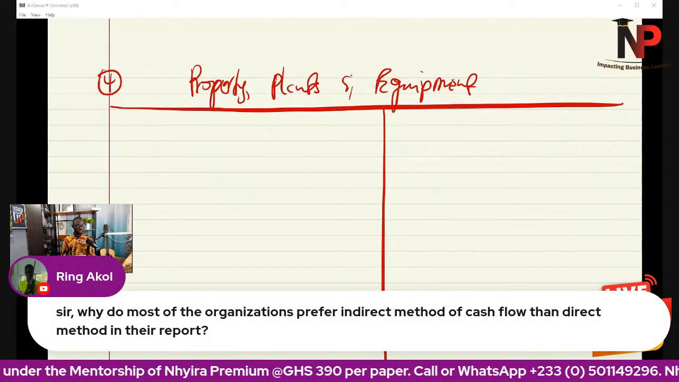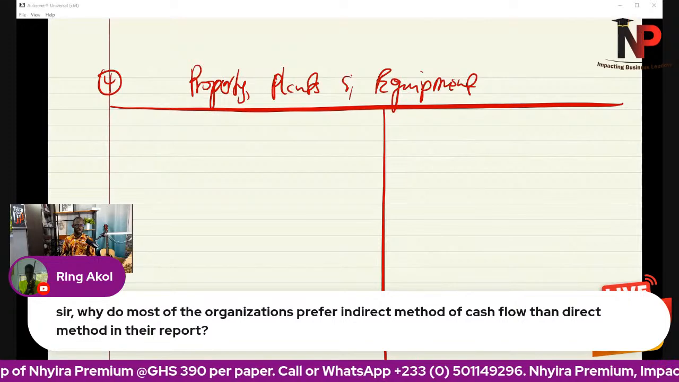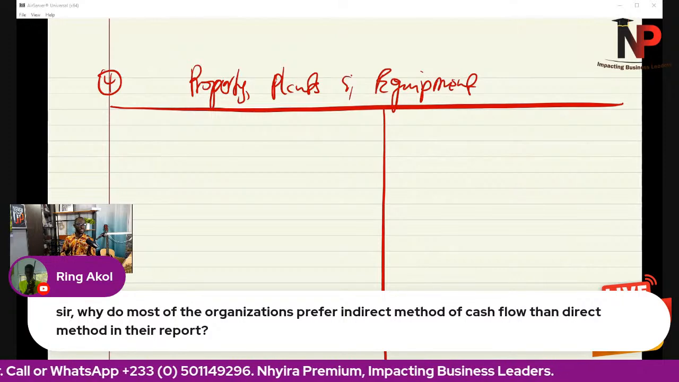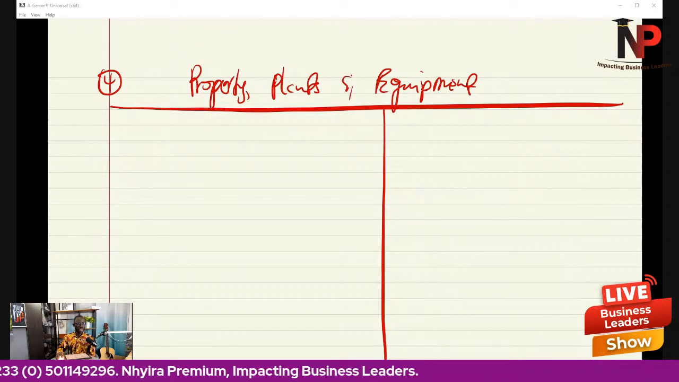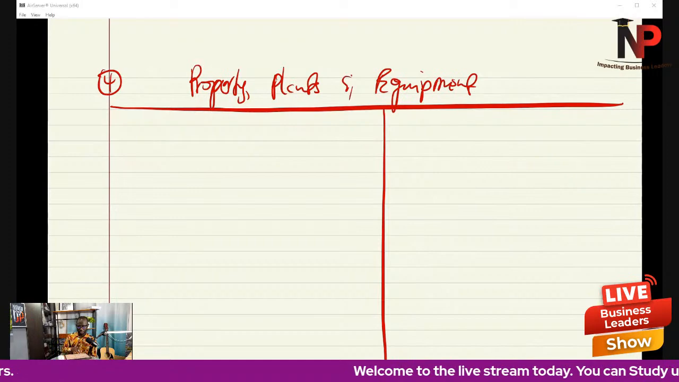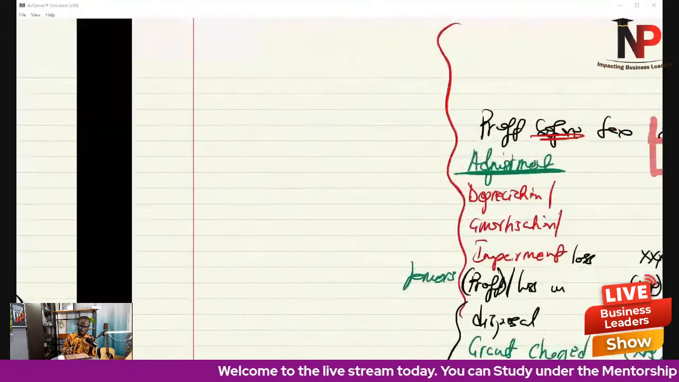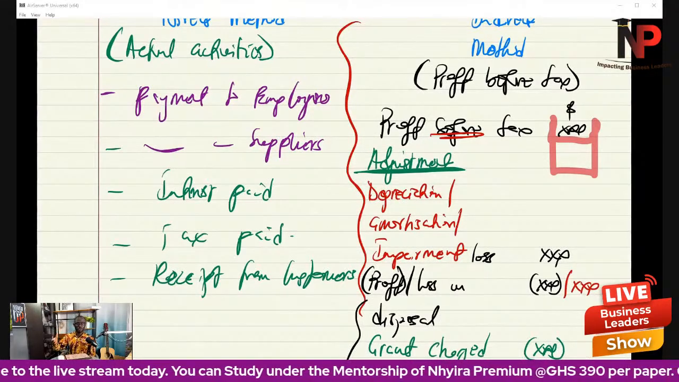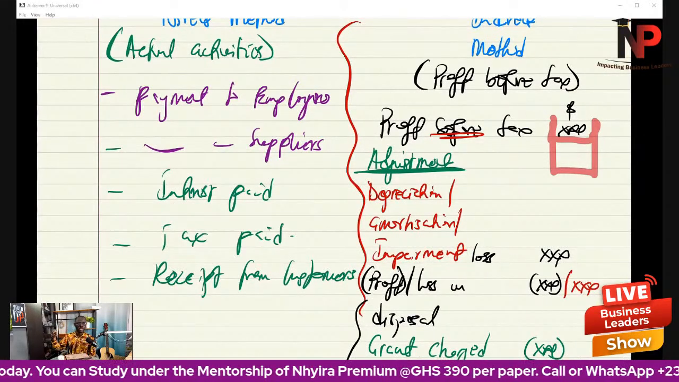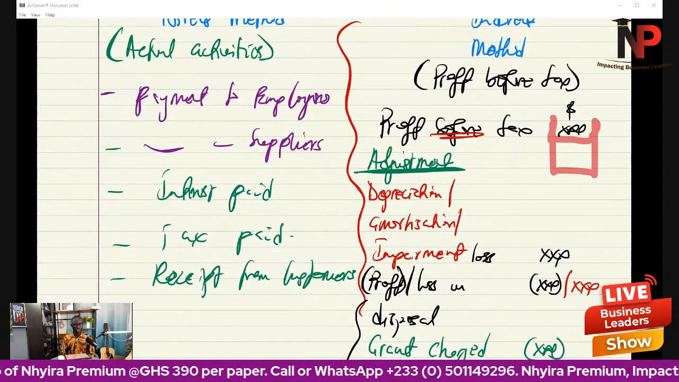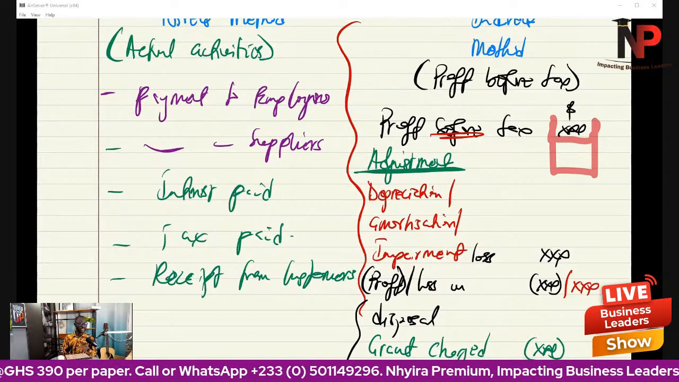Say, why do most of the organizations prefer the indirect method of cash flow to the direct method in their report? Yeah, because the indirect method is the realistic way of actually preparing your cash flow as an organization. Because when you go with the direct method, it means you are going to go back to your journals. So you are going back to the fundamentals, like looking at how much receipt you had from customers and how much you paid to your suppliers, and that is unrealistic.